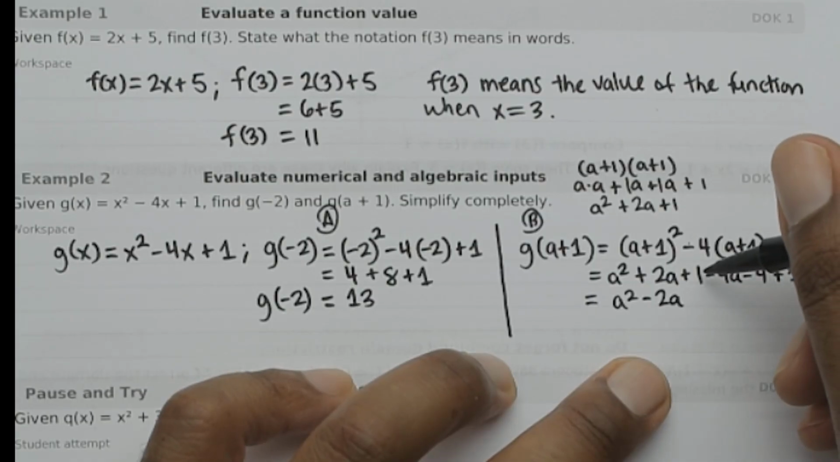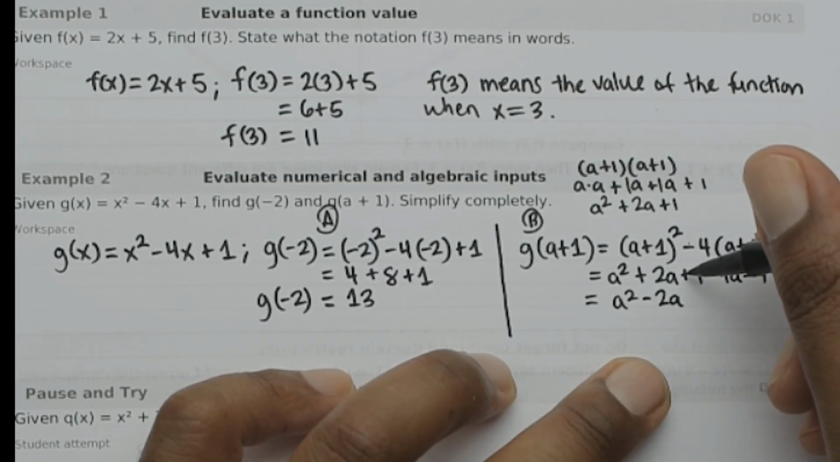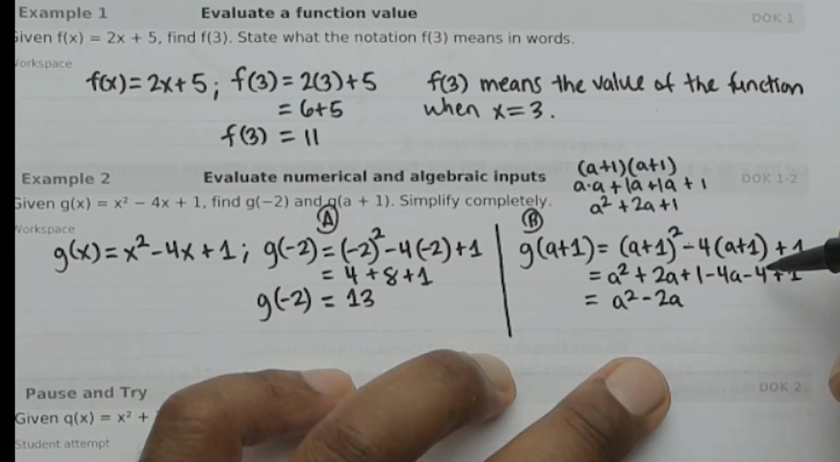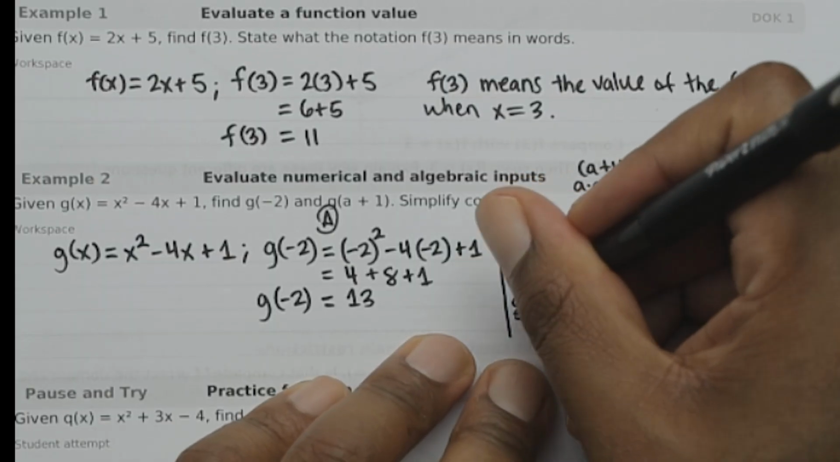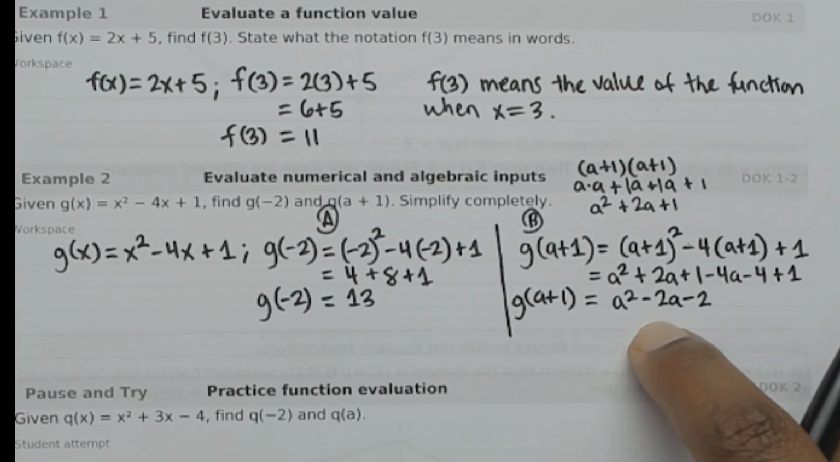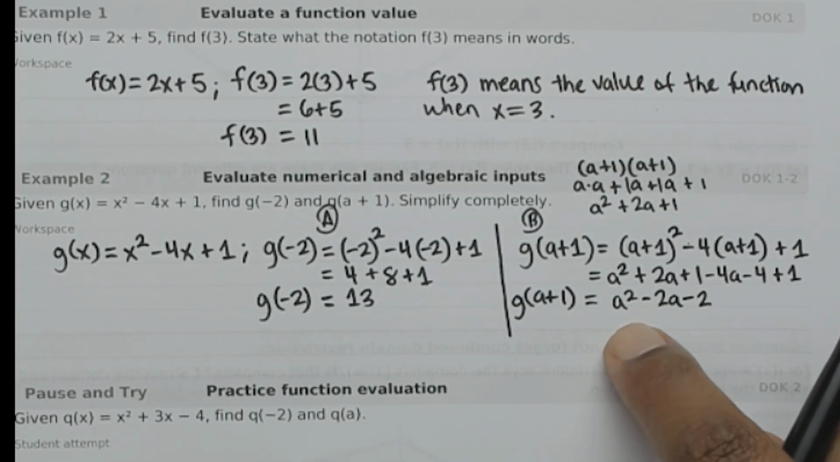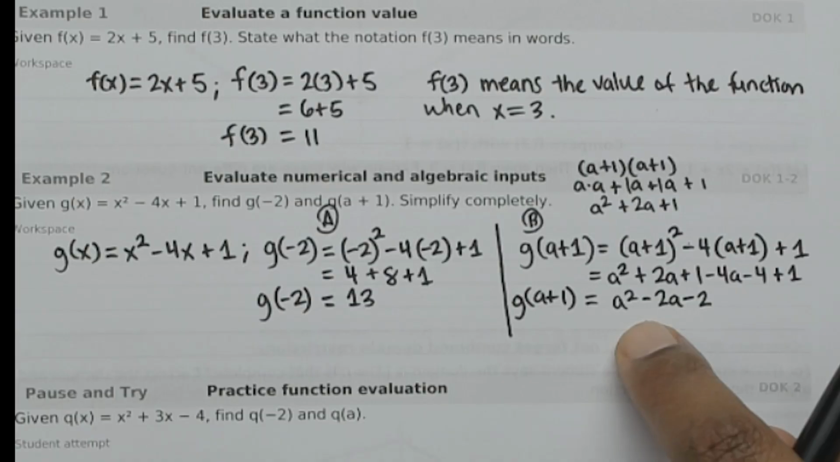And then we have a positive 1 and a negative 4 and a positive 1. Okay, so essentially this is plus 1 plus 1 minus 4, which is negative 3. Negative 3 plus 1 is subtraction, so that'll be negative 2. Okay, so when g is the expression a plus 1, the final result is going to generate a squared minus 2a minus 2. Okay, and so this is my final answer.